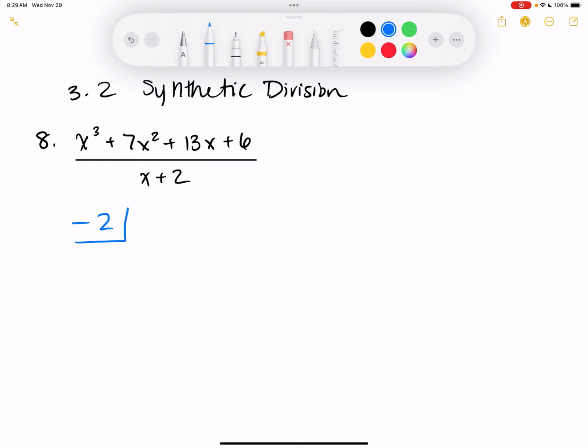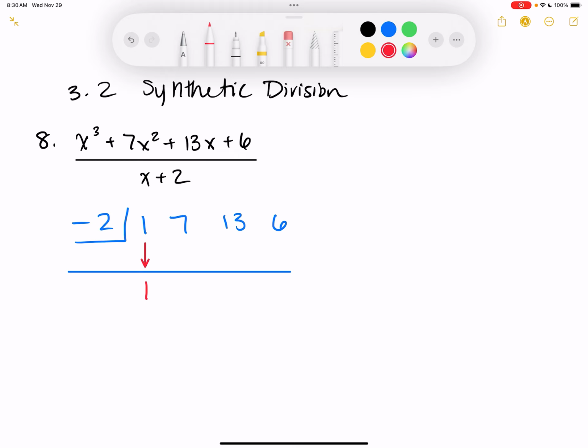And then we use the coefficients of the terms on the top. If there's any term missing, then we have to put in a 0 for it, or it's going to give us the wrong answer. So we've got 1, 7, 13, and 6. So the first thing we do is we bring down the 1. Whatever the first number is always just gets brought down immediately. Then we multiply this times whatever's in the box.